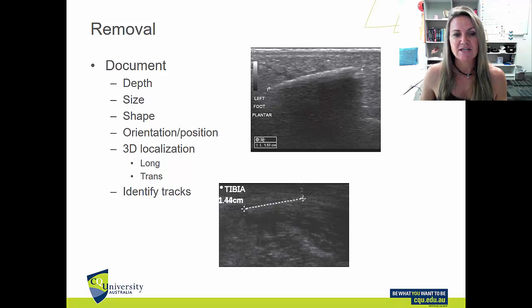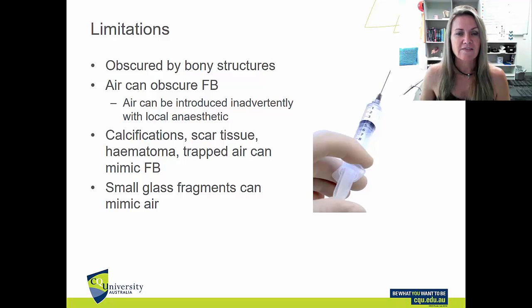Obviously, we're taking images in long and trans as well, and trying to identify the tracks. So if you can see that anechoic track mark, you'll be able to try and measure it, follow where it goes, and then see where that foreign body has migrated to. Identifying the track marks also will help the surgeon or the person removing it, because sometimes they will go in at a specific angle. So when the original GP was looking, they will penetrate straight down, and it may have gone at quite an angle, so it has gone a lot more laterally or medially than where they were originally looking for.